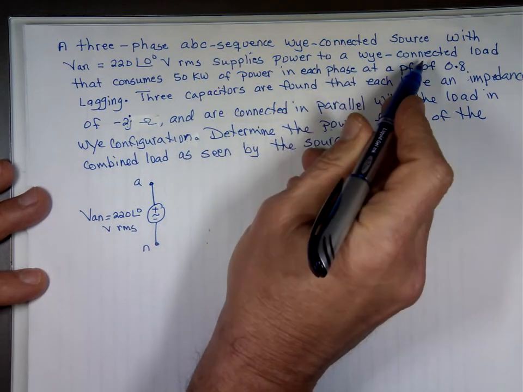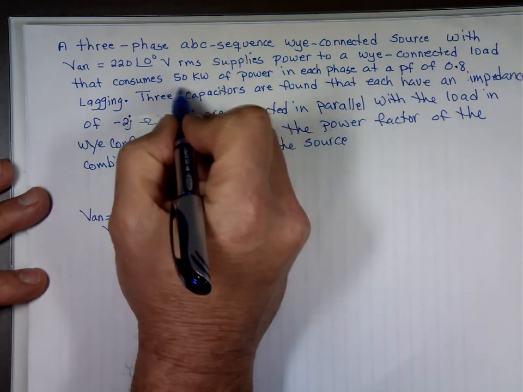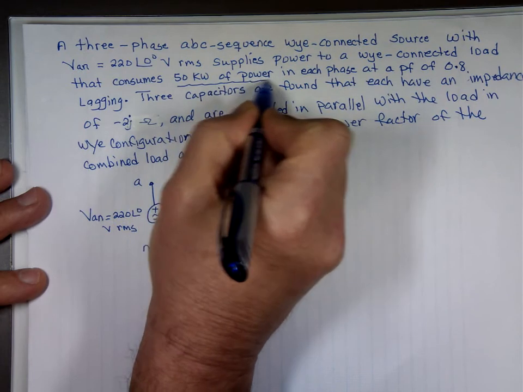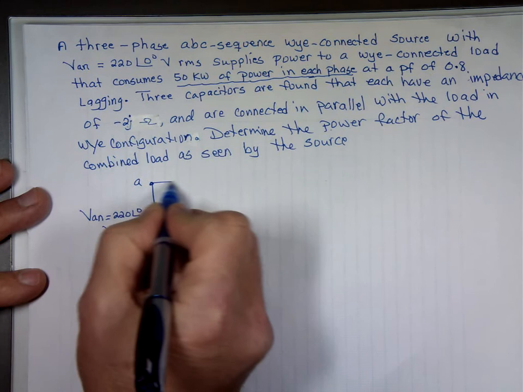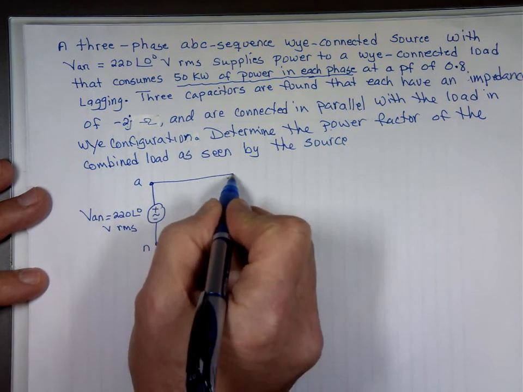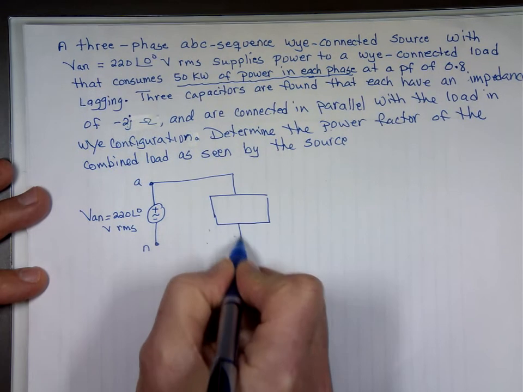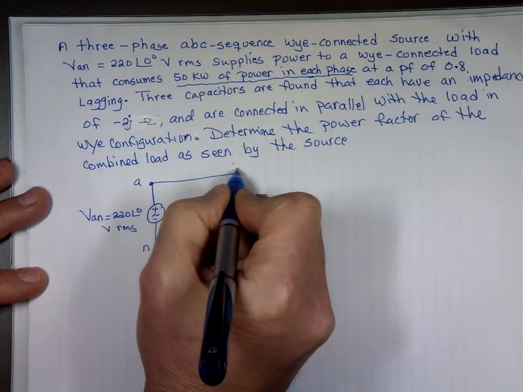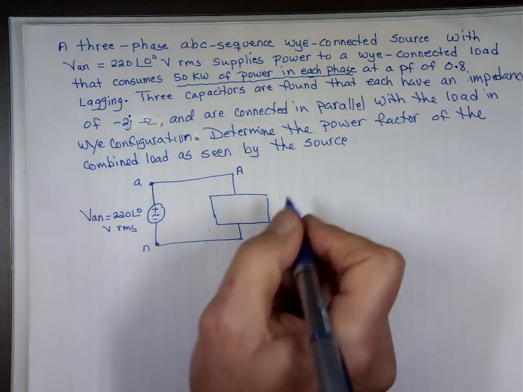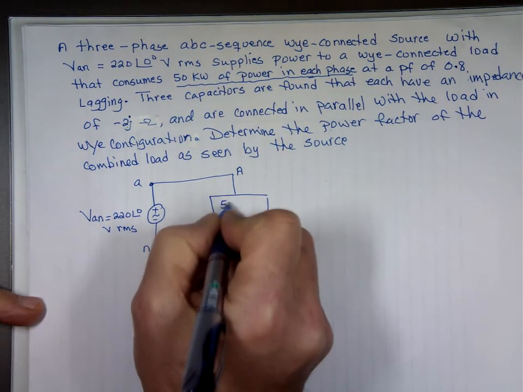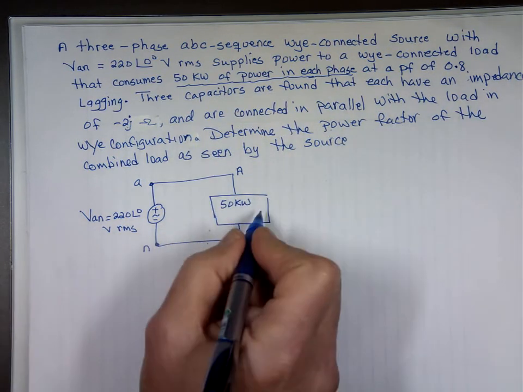It supplies power to a Y-connected load that consumes 50 kilowatts of power. I like this problem. It says in each phase. Notice there's no guessing here. So here's the load, and that's 50 kilowatts. That's your average power. So the average power is 50 kilowatts, and the power factor is 0.8 lagging.